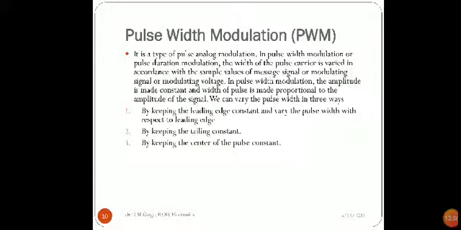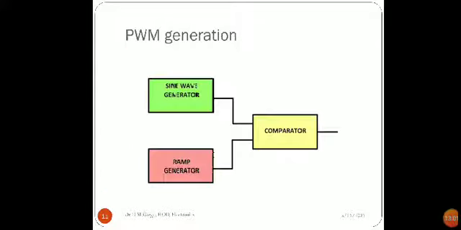Now the variation in the pulse width is carried out in three ways. You can keep the leading edge constant and you can vary the pulse width by varying the trailing edge. You can keep the trailing edge constant and you can vary the leading edge, or you can keep the center line of the pulse constant. So three different ways are there.